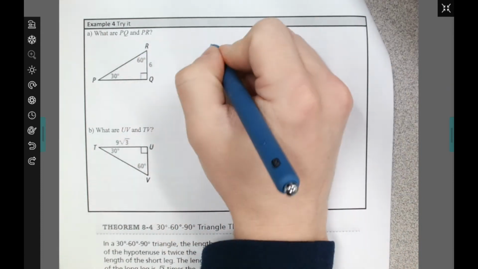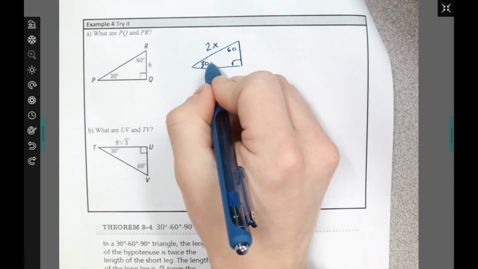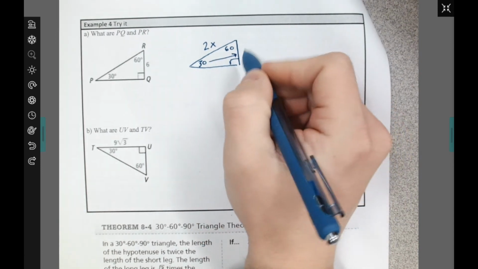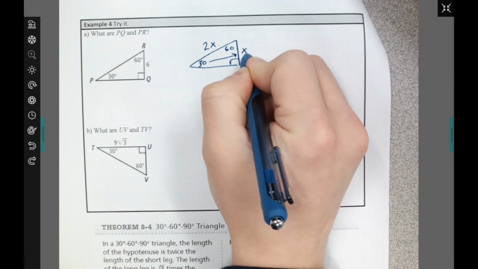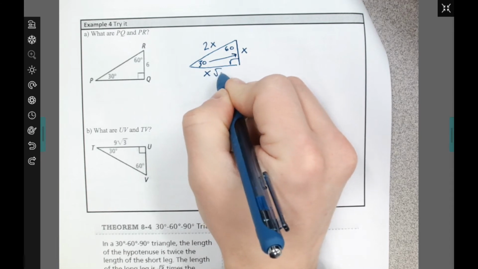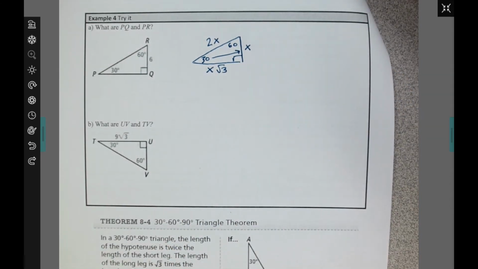When we work our way around, 2x is going to be the hypotenuse. The leg across from 30, my small side, the one across from 30, is x. And then the one across from 60 is x square root of 3. This one you have to pay attention when you label.